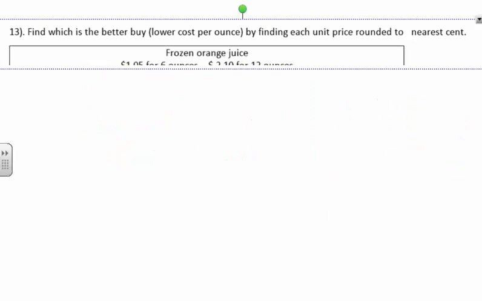Number 13. Number 13 says, find which is a better buy. And I just totally messed that one up. So let me just find it and fill in the information that's missing. So we have $1.05 per 6 ounces, and then $2.10 per 12 ounces.